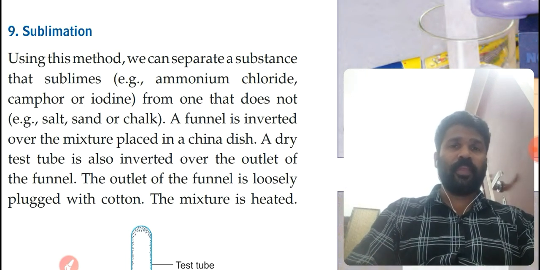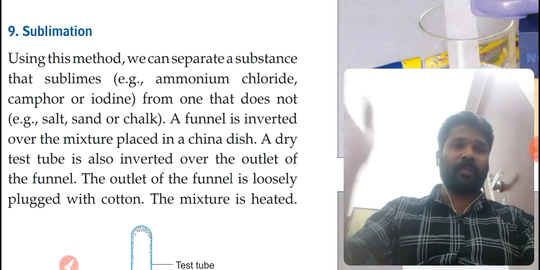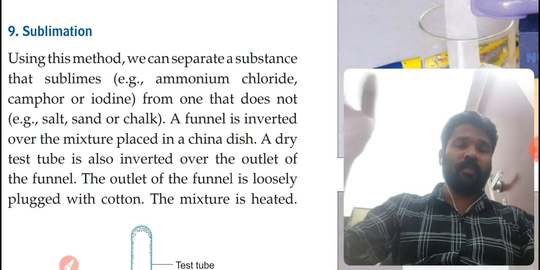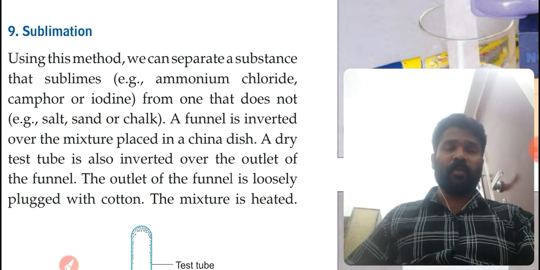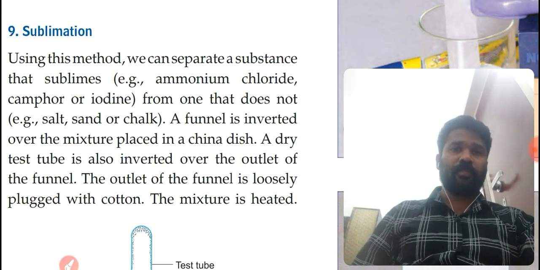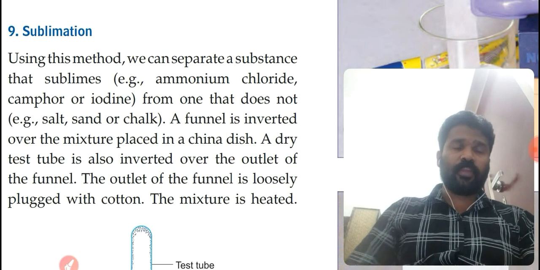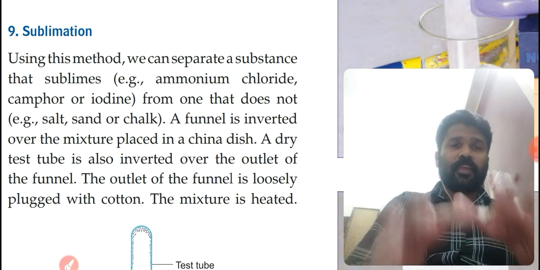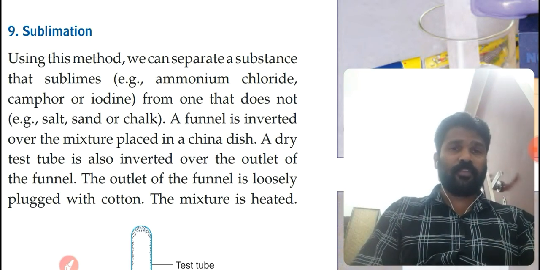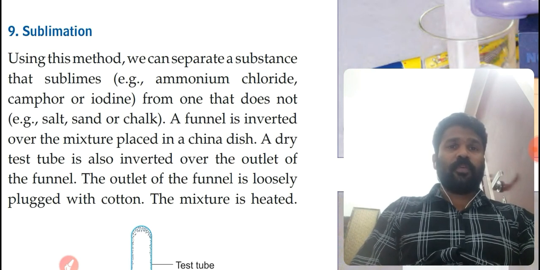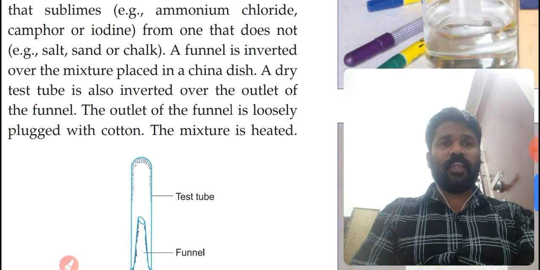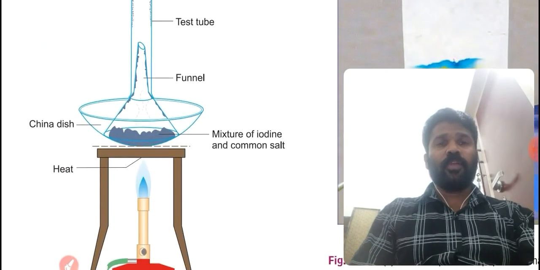By heating, ammonium chloride will change to vapor, and by cooling we can get ammonium chloride back very easily. Salt will remain back in the china dish. If you take this mixture in a china dish, the salt will remain in the china dish itself. So, we can do the activity here. A funnel is inverted.